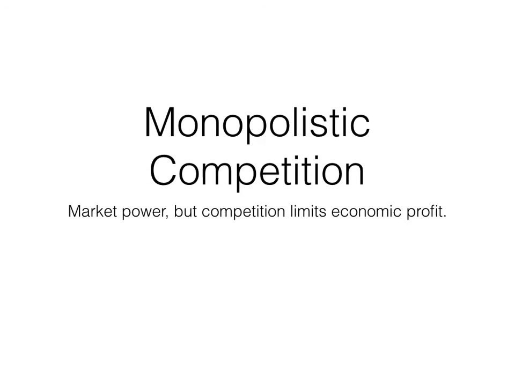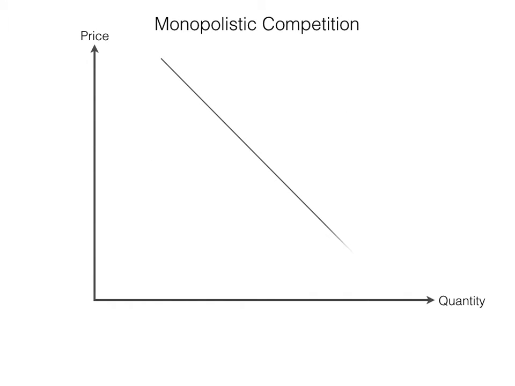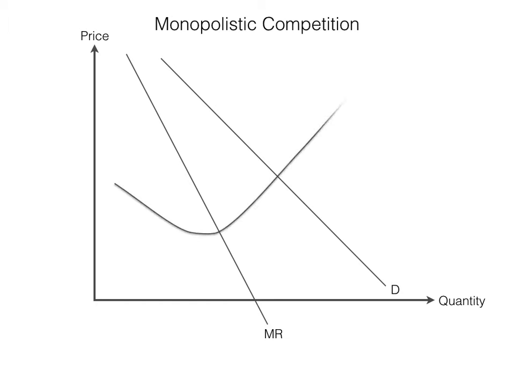Okay, unlike the perfectly competitive market where there are many, many firms competing to sell stuff, and the monopoly market where there's just one firm, we're now going to look at what's called monopolistic competition. And this is probably the better example of how competition works in markets. So we'll start off with our typical monopoly market diagram and model.